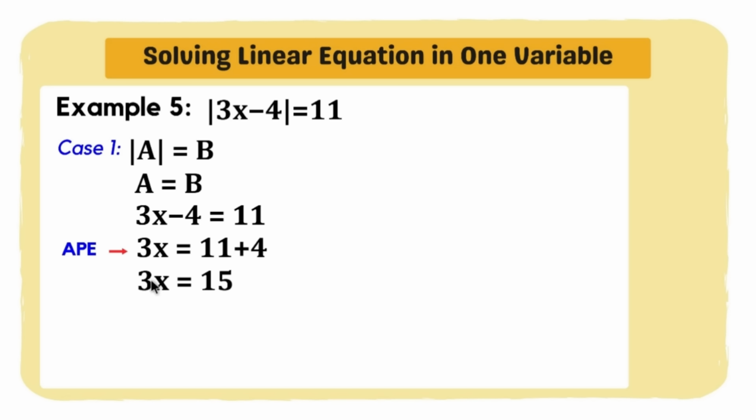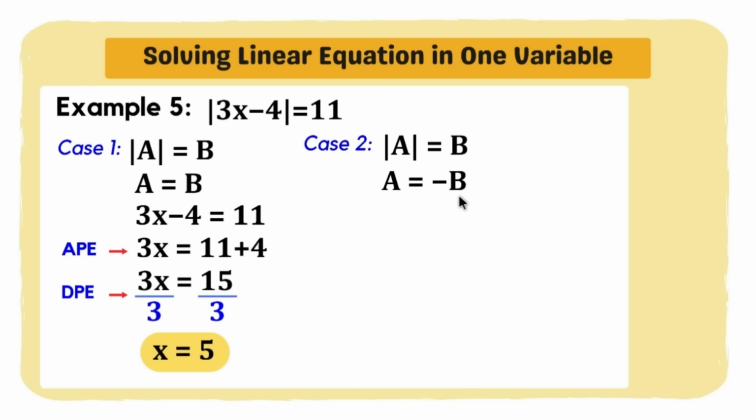Okay, and then we have here 3x is equal to 15. You can use the division property of equality to divide 3 by itself para maging 1 po yan. And then sa kabila naman, 15 divided by 3 is 5. So x is equal to 5. Now the other case is what if our answer is negative? Okay, so a is equal to negative b.